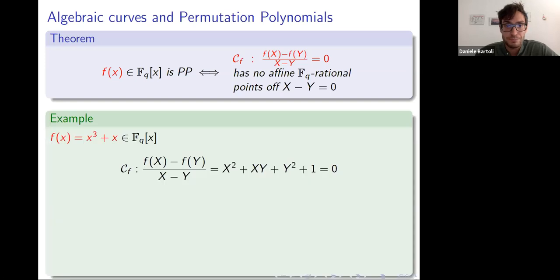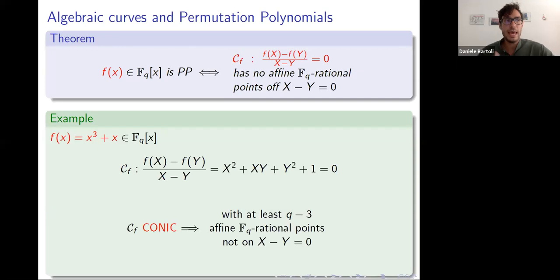If you remember, we just studied x cubed plus x over F_7 at the beginning. Now we can study the permutational properties of this polynomial over any q, just looking at the curve arising from the polynomial f. If you do the computation, as we already saw over F_7, you end up with this degree 2 curve, which is a conic, which is absolutely irreducible, and it is well known that each conic, in this case, has precisely q plus 1 F_q rational points in the projective plane.